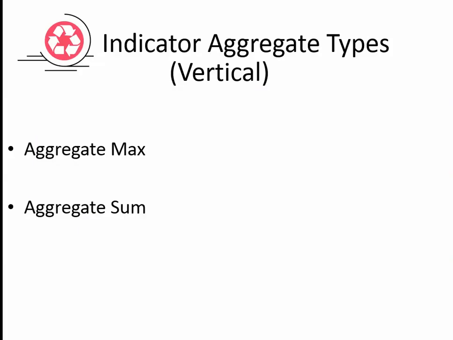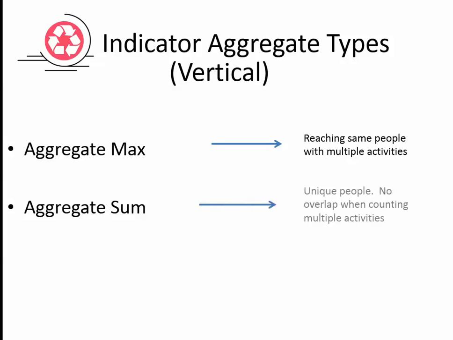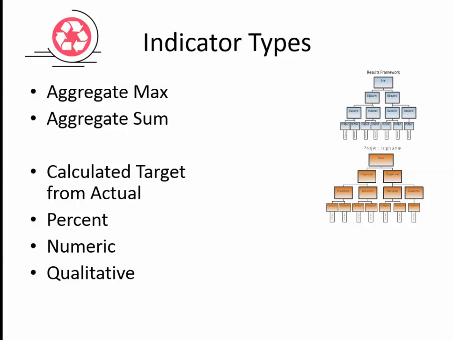As a review, there are two indicator types used to relate to the results framework. One is aggregate max, when you are reaching the same people with one or more activities. Use aggregate sum if the activities that you are mapping to the results framework are unique. There is no overlap between those two or more activities. Indicator types aggregate max and aggregate sum are used to relate to the results framework. Other types of indicators, such as calculated target from actual, which I just covered, also percent, numeric and qualitative indicators, are used for indicators inside of your log frame.